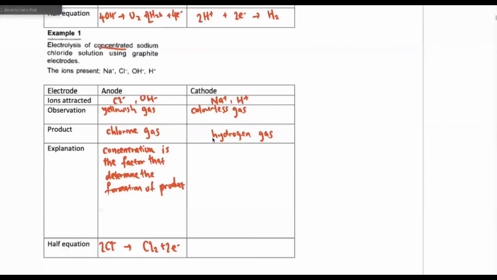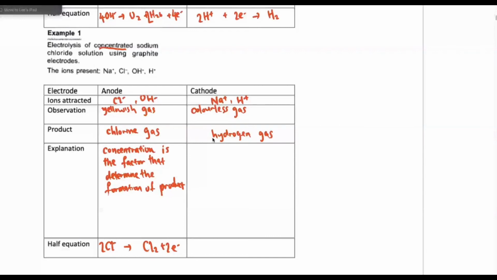Concentration is the factor that determines the formation of products. So if you have concentrated chloride, then chlorine is formed. Whereas for the other side, hydrogen gas is formed. Why? Because hydrogen is less reactive compared to sodium. Okay, now let's see the next one.